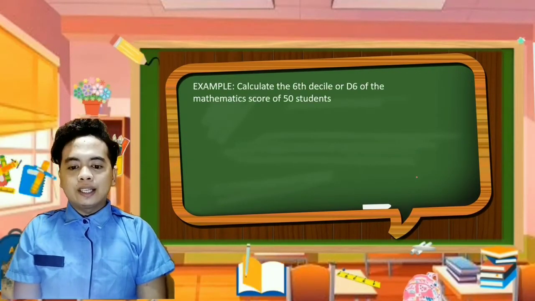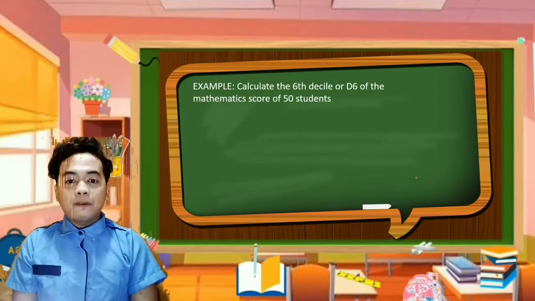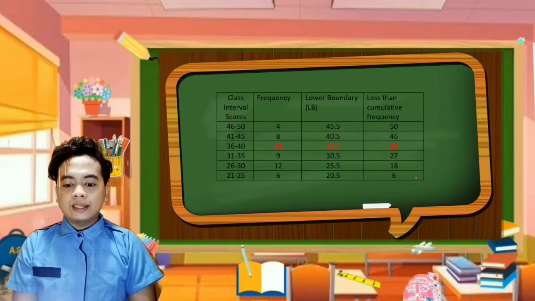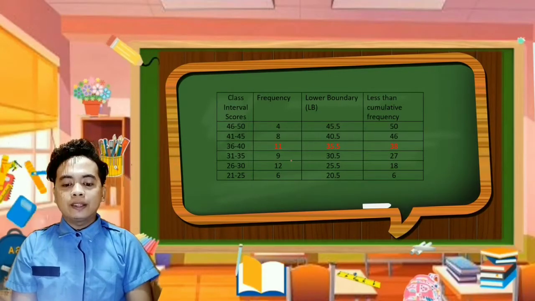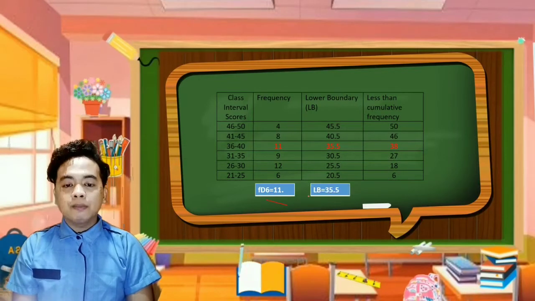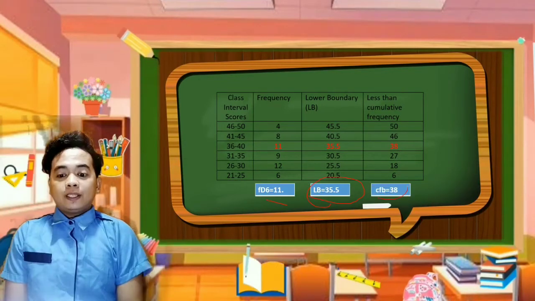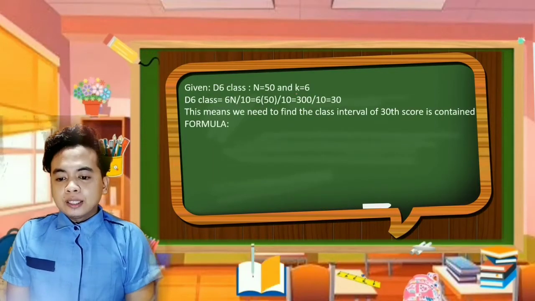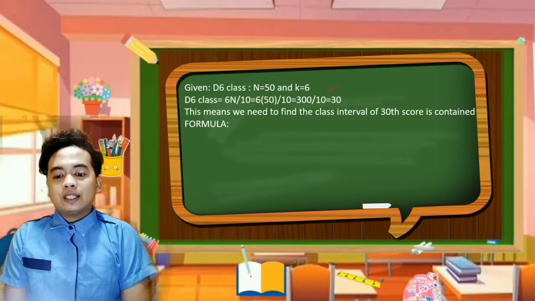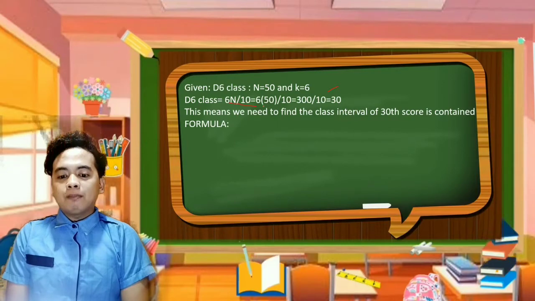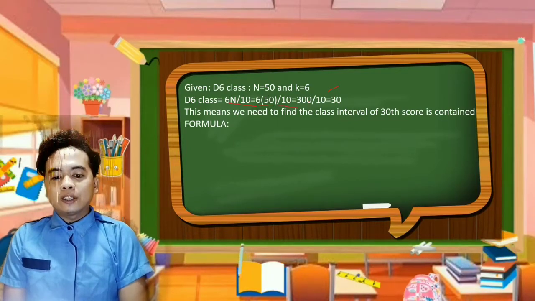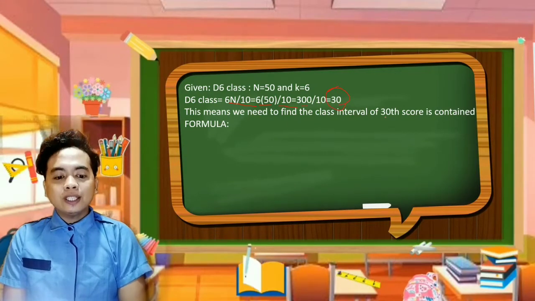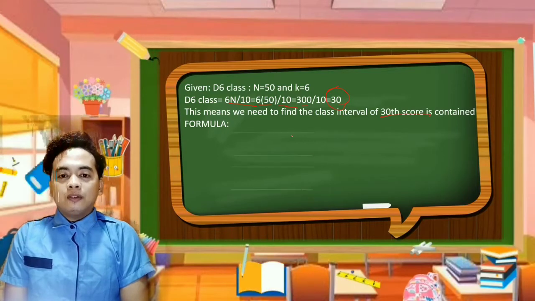Example, calculate the 6th decile or the D6. After the computation, here are the data that we gathered. It shows that FD6 is equal to 11, LB is equal to 35.5, and CFb is equal to 38. Given D6 class with n is equal to 50 and k is equal to 6, 6n over 10 is equal to 6 multiplied by 50 over 10 is equal to 300 over 10 is equal to 30. This means we need to find the class interval where the 30th score is contained.